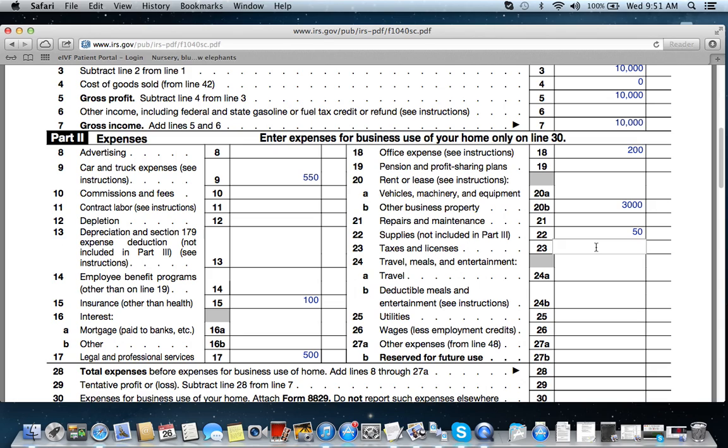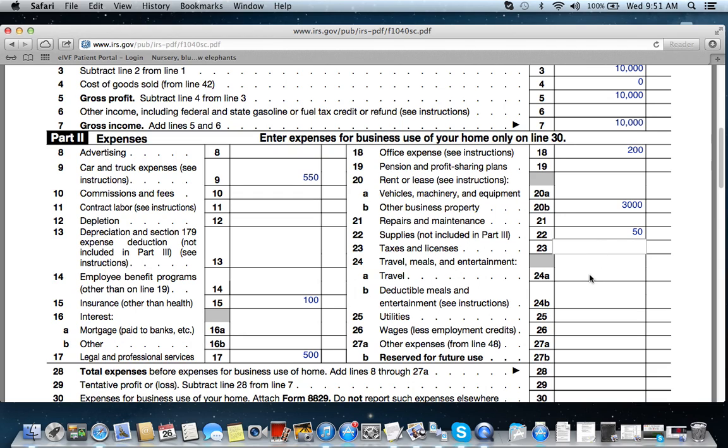So taxes and licenses, just what it sounds like. Any taxes you pay, for example, sales tax, payroll tax if you have employees, maybe property tax if you own the building that you use for your business. Then licenses, a lot of people have to have special licenses with their states to conduct business, so that fee would go under there as well.